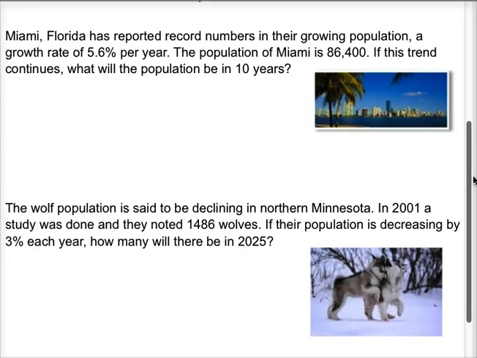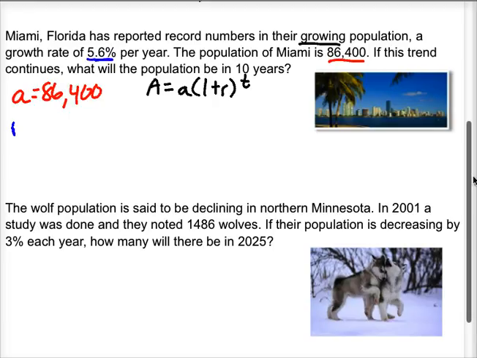All right, so first we're talking about a growing population. So we're going to use an exponential growth model. So we're going to use that as our skeleton. They're starting with 86,400 people right now. And then their rate is 5.6%. But again, we can't use a percent, so I'm going to have to move that decimal over twice to get 0.056.